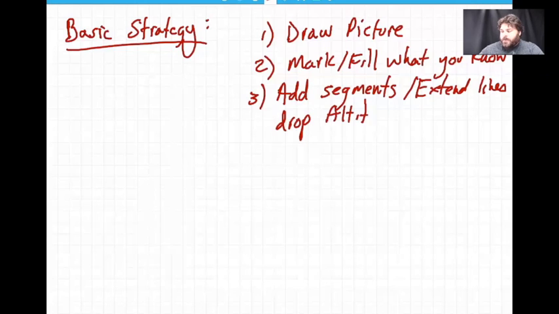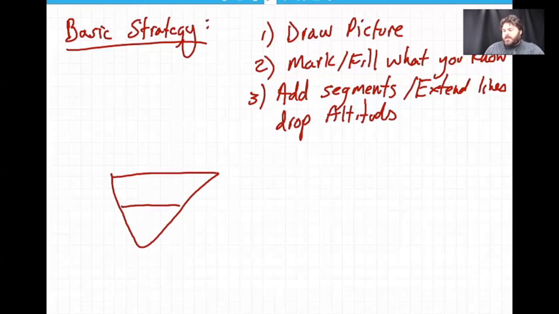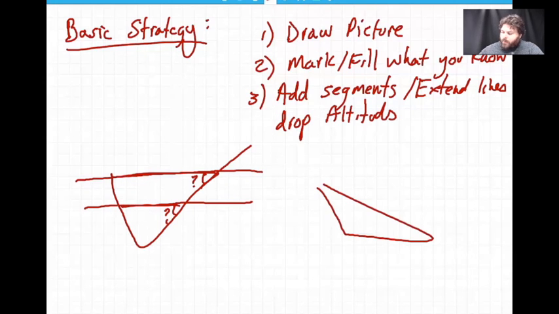Drop altitudes. What I mean is if we have a picture like this, and it asks about what this angle is compared to this angle, well, we can extend these lines out if we need to, to see it as maybe parallel lines with a transversal. We'll talk about that later. Also with a triangle, you can drop what's called an altitude. That's that perpendicular line there to the ground. You can drop that line down. So you're adding to the picture sometimes, and that's going to help you make sense of the problem.